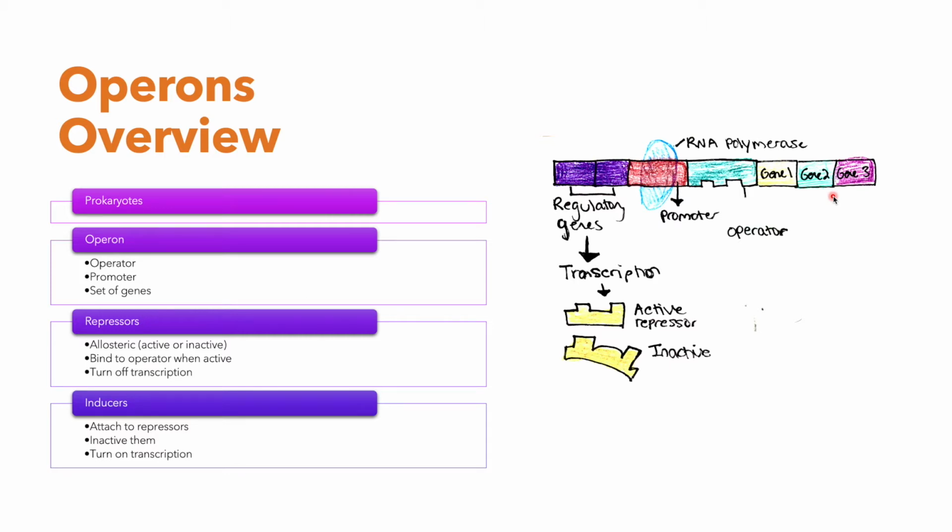Now let's discuss the difference between repressors and inducers. These are both proteins that are involved with operons. Regulatory genes code for repressor proteins, which are allosteric, taking both active or inactive forms. Repressors in the active shape bind to the operator and block transcription of genes. Inducers attach to repressor proteins and inactivate them, so transcription can take place. So basically, repressors turn off gene transcription and inducers turn on gene transcription.